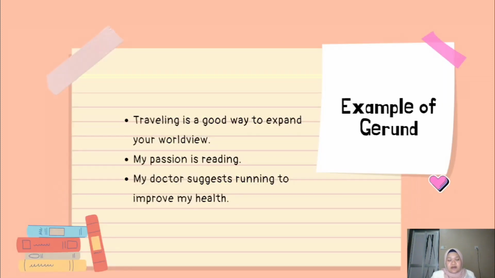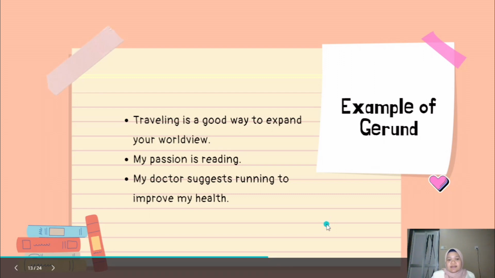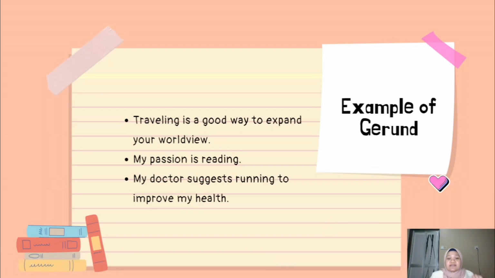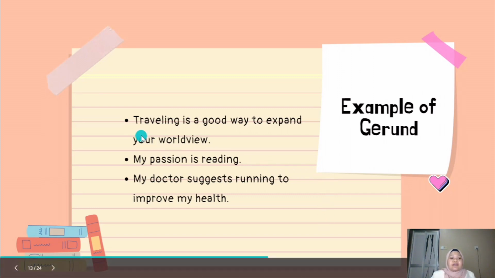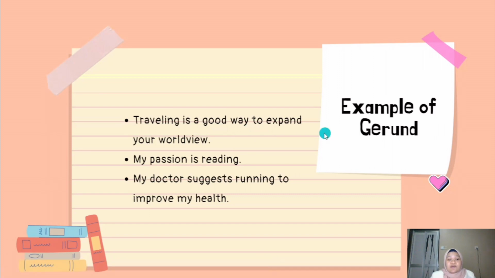Example of gerund. How are you going to use this gerund in the sentences? How will the gerund look in the sentences? Let me show you. Traveling is a good way to expand your worldview. See, the word traveling, which is travel, is the verb root. When you make it a gerund, you have to add -ing. So traveling becomes the subject of the sentence.